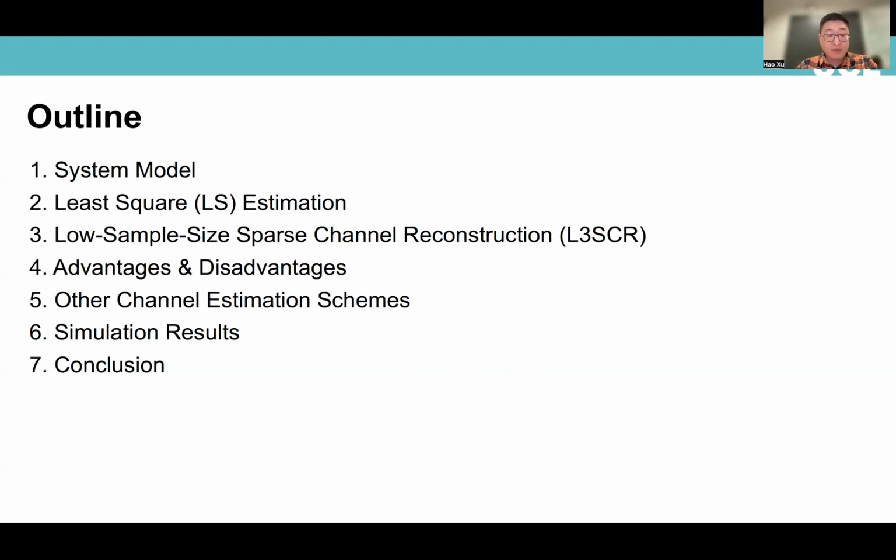Then I will introduce the advantages and disadvantages of the proposed scheme. I will also introduce some other channel estimation schemes. Then I will introduce some simulation results and make a conclusion.